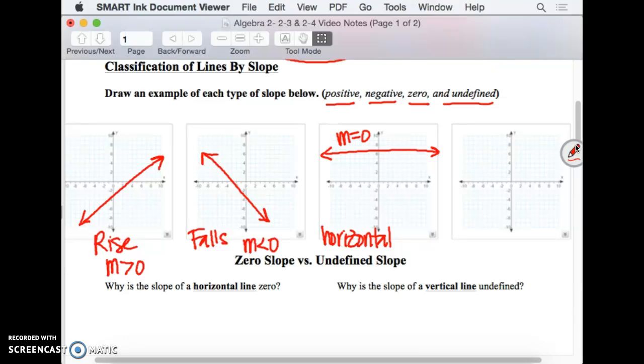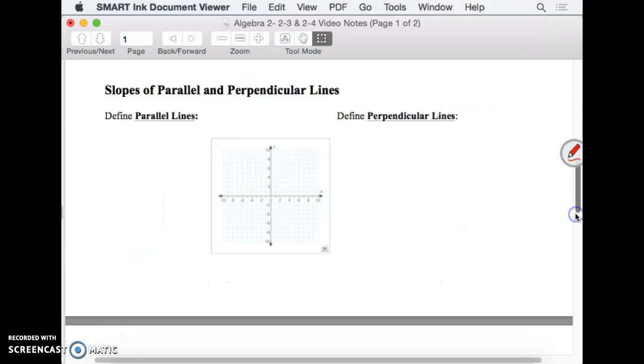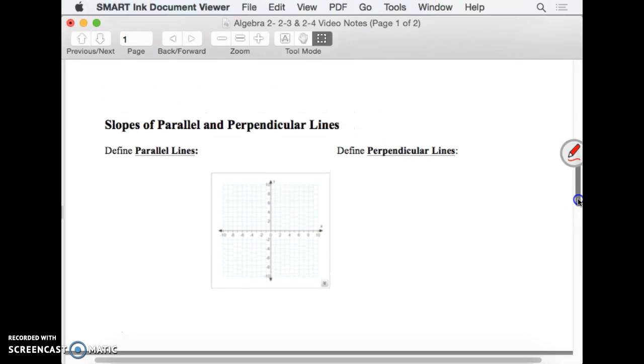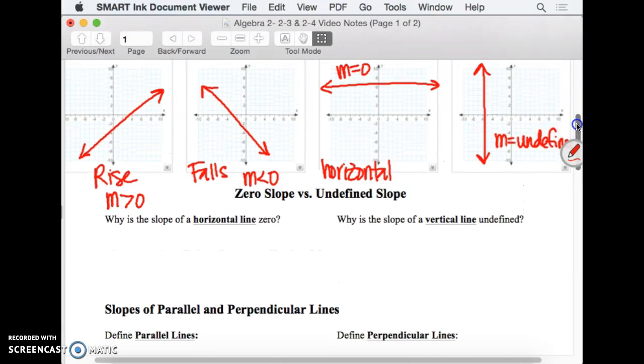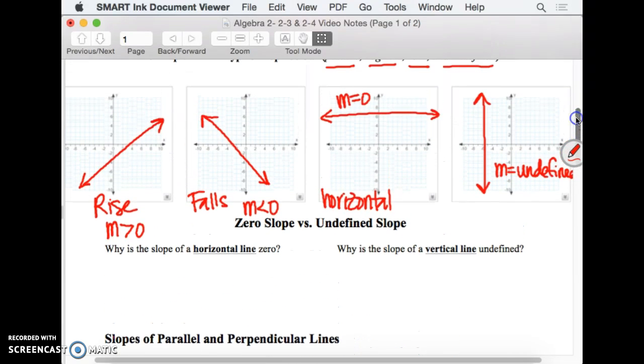And then finally, if the slope is undefined, so m is undefined, that is, whoops, see there's that mistake that I told you was going to happen. Happened early, only 3 minutes in. Okay, so the slope is undefined, there's a D there, and this is a vertical line.